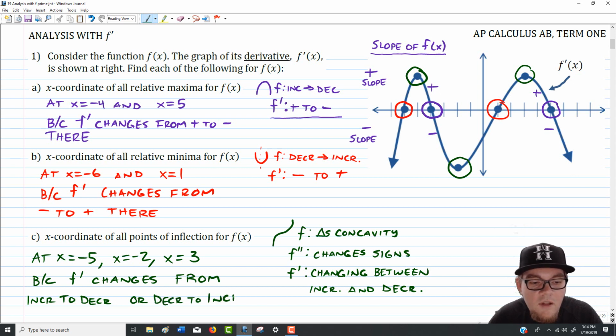And if you prefer to see a lot of people say increasing to decreasing or vice versa, that's fine as well. In any event, there's all the nice stuff that we were looking for. We've got all the specific points we were looking for. And again, we still haven't seen f, not even once. What we have done is we have looked at its derivative and used that information about the slope to draw some conclusions.